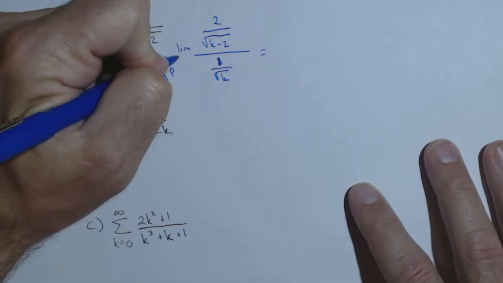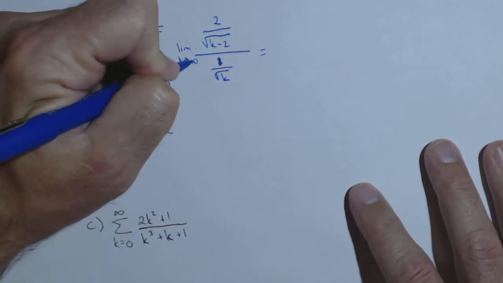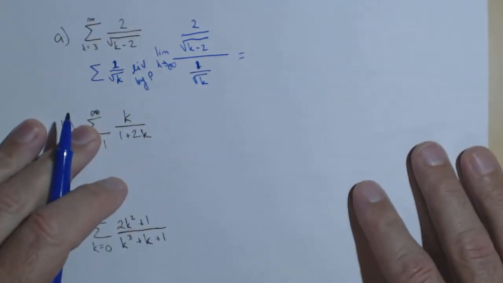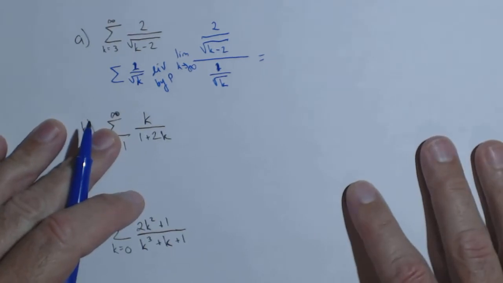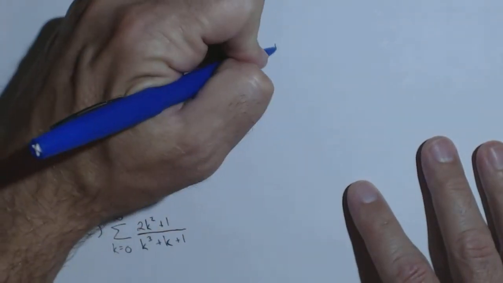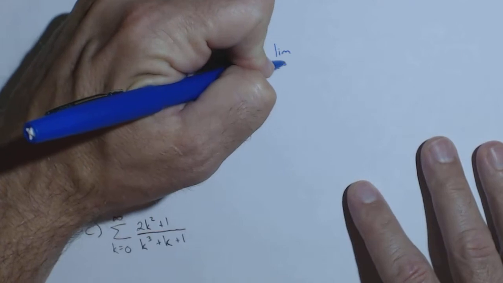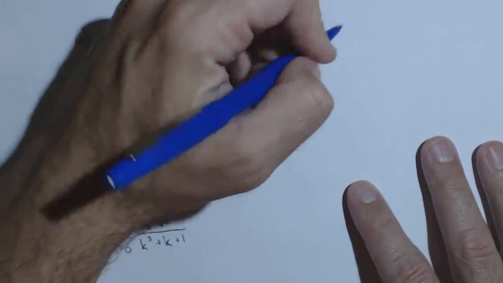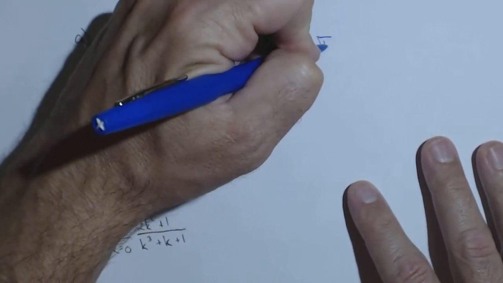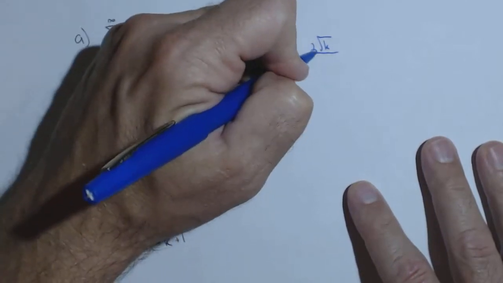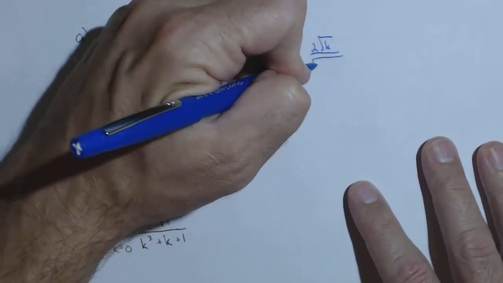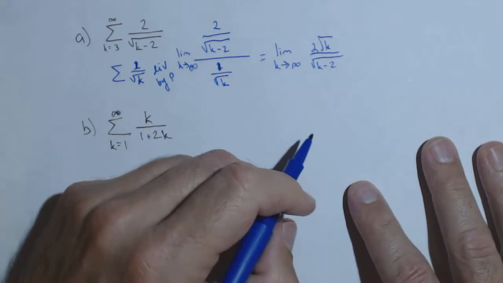And I'm going to take the limit as k goes to infinity. If this goes to a non-zero finite number, it tells me they both either diverge or converge. First thing I do is flip and multiply. So I have the limit as k goes to infinity of 2 times square root of k over square root of k minus 2.